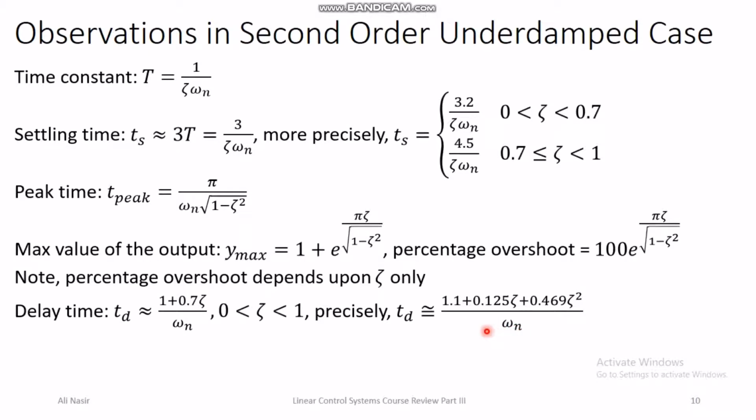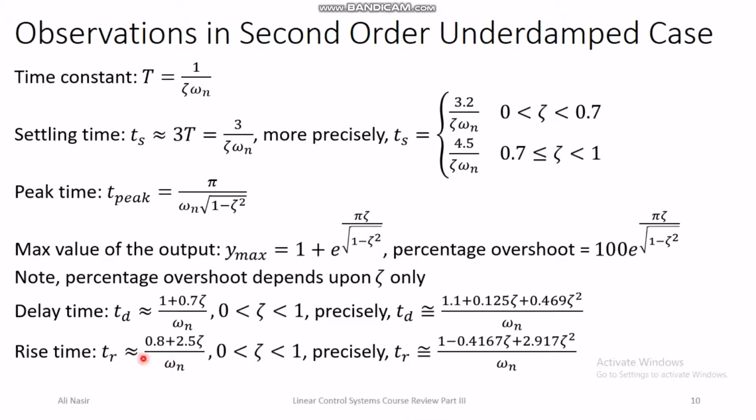And then rise time is given by 0.8 plus 2.5 zeta divided by omega n, or precisely it can be given as 1 minus 0.4167 zeta plus 2.917 zeta square over omega n.